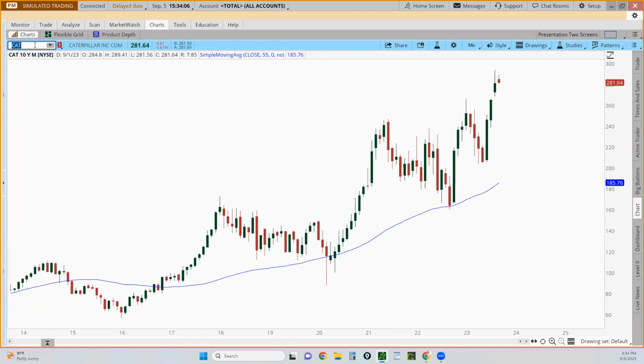But here is Caterpillar. So that's the other thing too. Oh, it's only happening to technology stocks. No, it has nothing to do with just technology. It's just when you see the setup, it's there. And so here we are with Caterpillar, did the exact same thing.